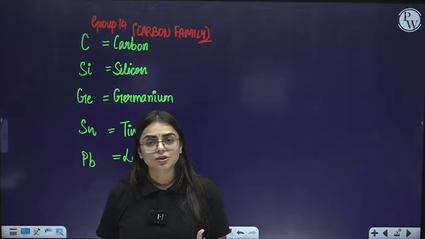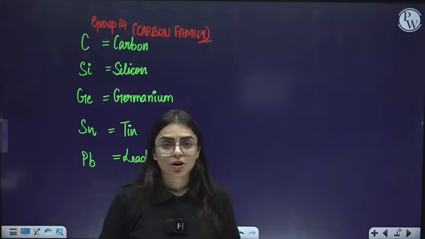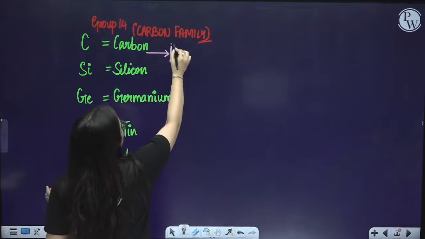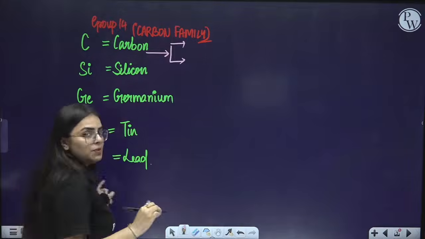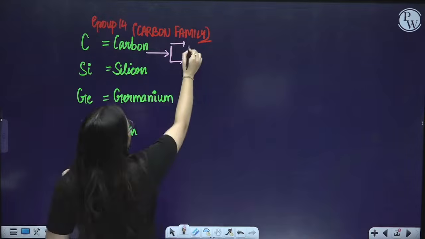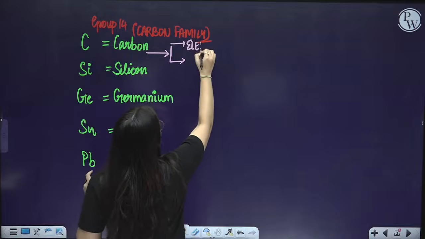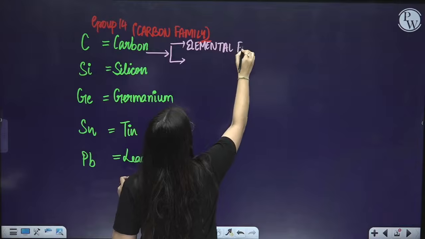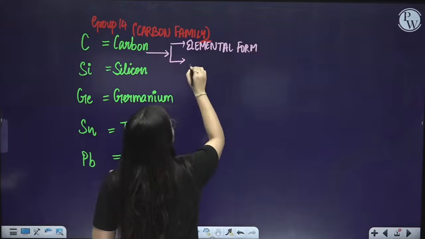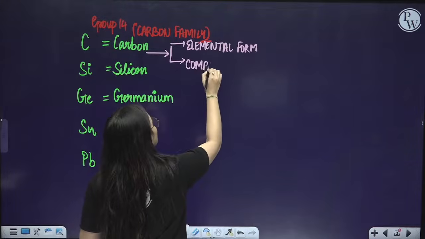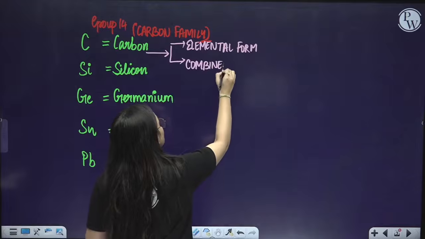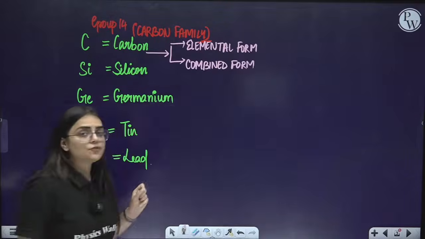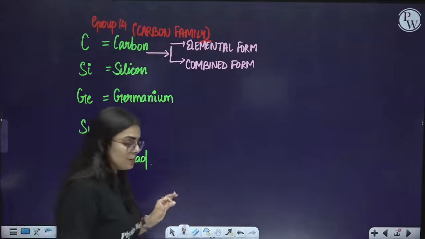Now coming to the next part, students, what are the occurrences? Where are they seen, observed? So if I talk about the very first, that is carbon, it is basically present in two forms. One is the elemental form, and another one is the combined form.